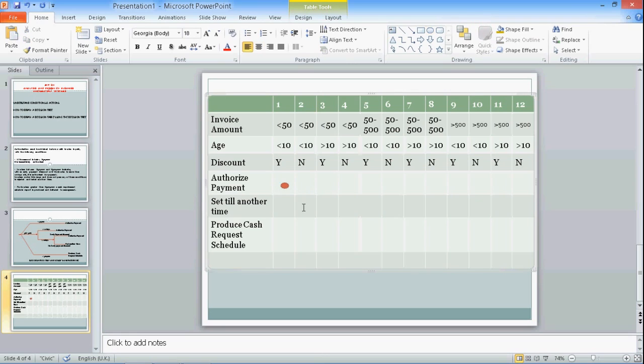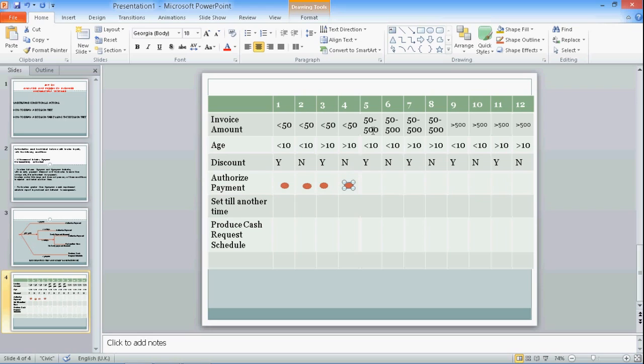Okay, authorized payment. Now when it is less than 50,000, it doesn't matter what happens, we just want to authorize payment. So we come here, we authorize payment. It's less than 50,000, we authorize another payment here. Less than 50,000, we authorize another payment here.